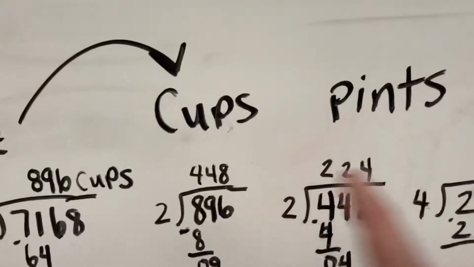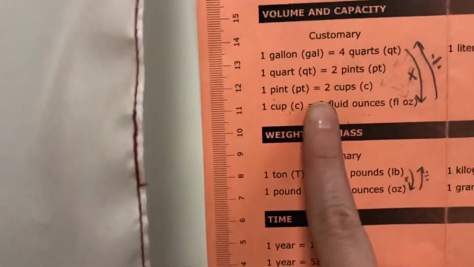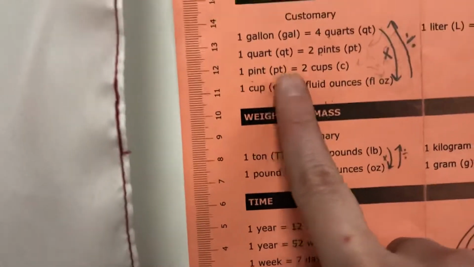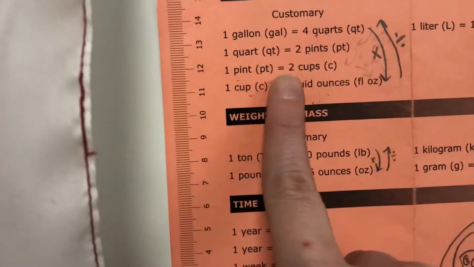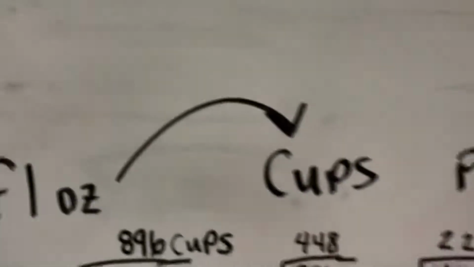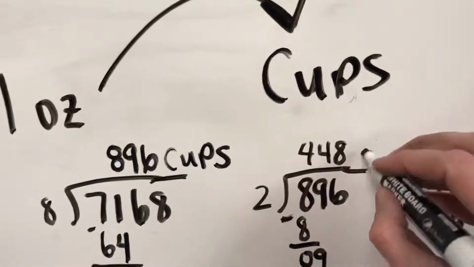Now I need to make another stop and go from cups to pints, which is what I've done right here, because on my star chart, every kid has one of these star charts, by the way. Here's my cups to pints conversion. There's 2 cups for every pint, so I need to divide by 2. And when I do that, I get 448.